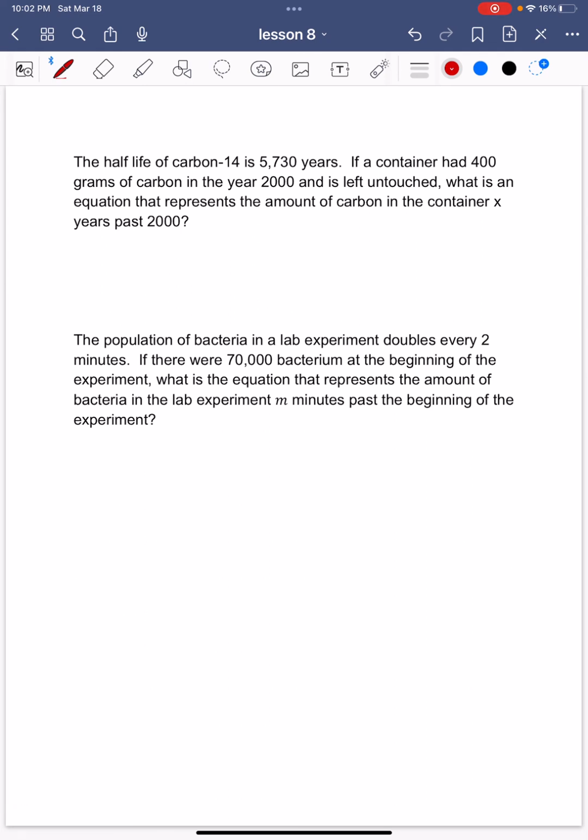The half-life of carbon-14 is 5,730 years. If a container had 400 grams of carbon in the year 2000 and is left untouched, what is an equation that represents the amount of carbon in the container X years past 2000? Well, it had 400. We know that the equation to model this is A times 1 plus R over 100 to the X over half-life, because it's every 5,730 years. So the A value is 400. Inside the bubble, it says half-life, a decrease of 50%. So that's going to be 0.5. It's actually going to be 1 minus percent over 100 because it's exponential decay, to the X over half-life.